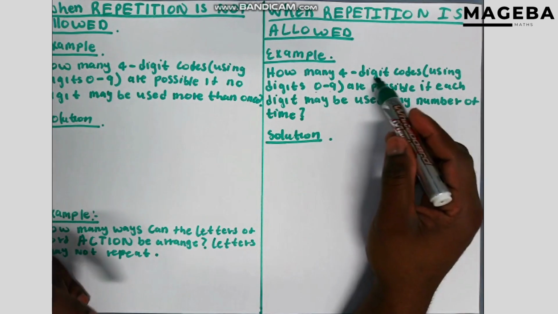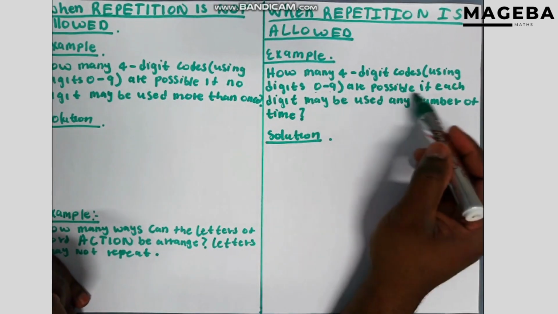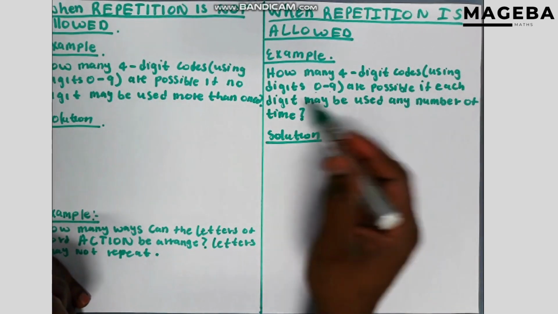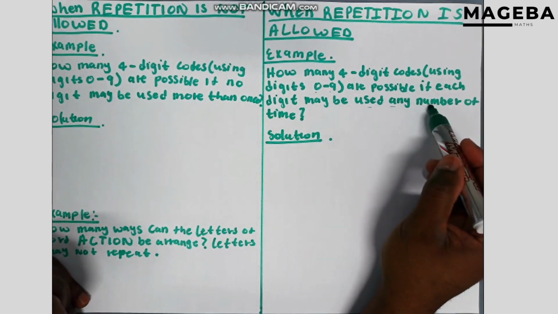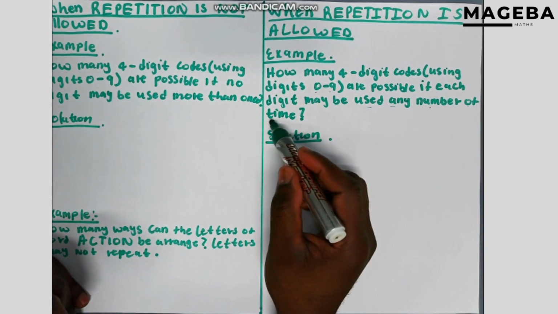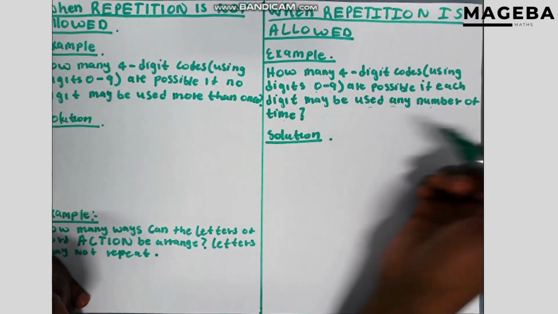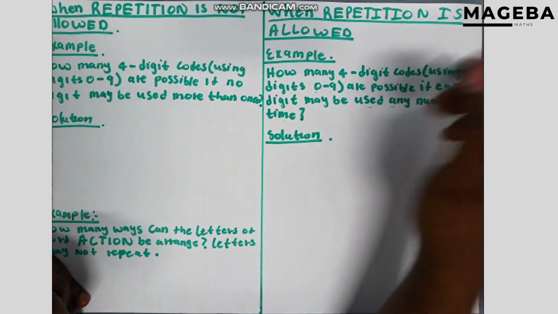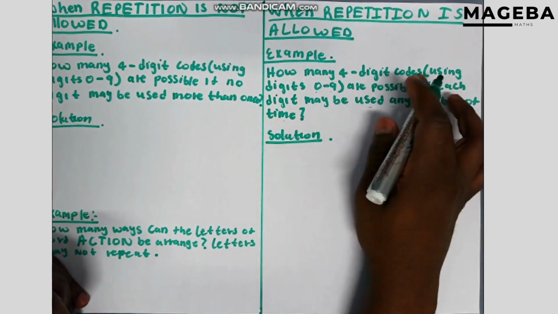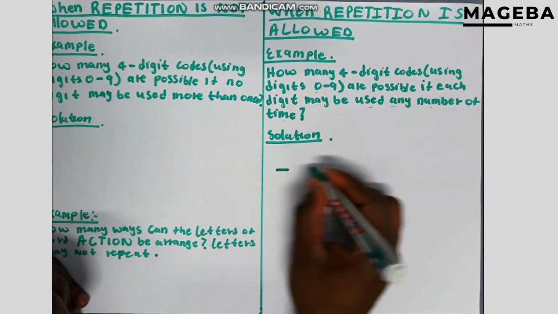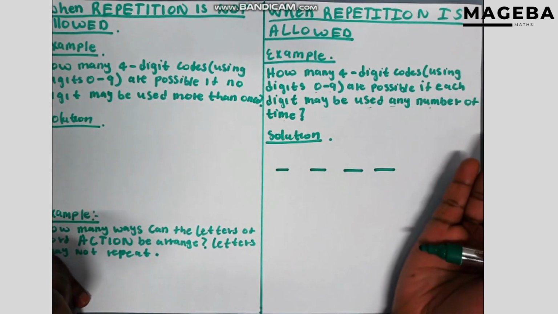How many 4-digit codes using digits from 0 to 9 are possible if each digit may be used any number of times? Meaning we can repeat. If we put 0 and then another digit, we can still put 0 again. So how many digits do we want? We want 4 digits: 1, 2, 3, 4.